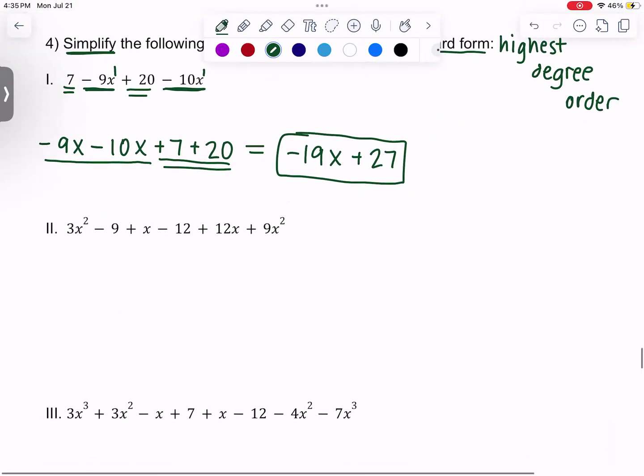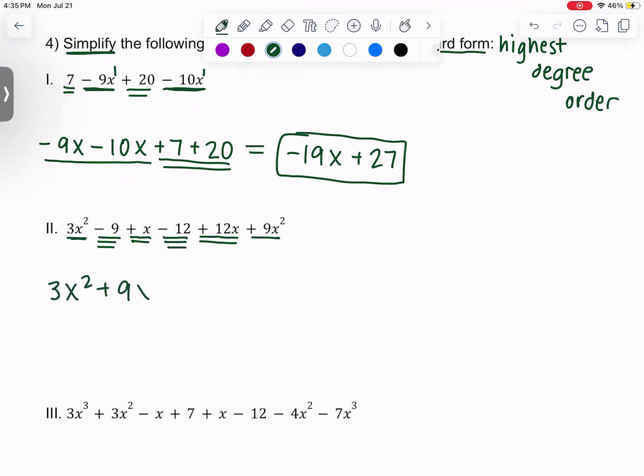Number 2. 3x squared, underline it once, and 9x squared. Then we have plus x and plus 12x. Underline those two times, sorry. And then your constants, underline them 3 times. Let's write them side by side. 3x squared plus 9x squared. And then plus x plus 12x.